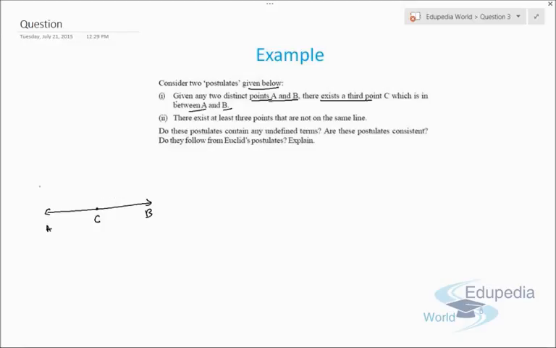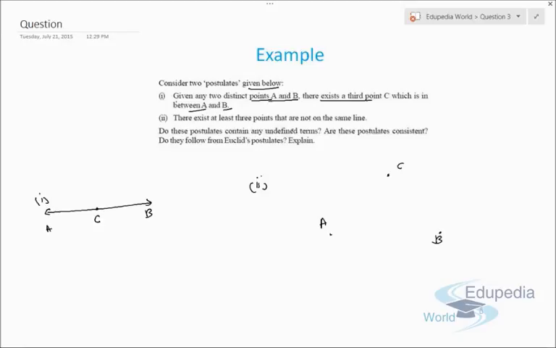And the second postulate says there exist at least 3 points that are not in the same line. Suppose this is the first point, this is the second point, and this is the third point. So these are not in the same line. We can mark this like A, B and C. Now we have to answer, do these postulates contain any undefined terms?